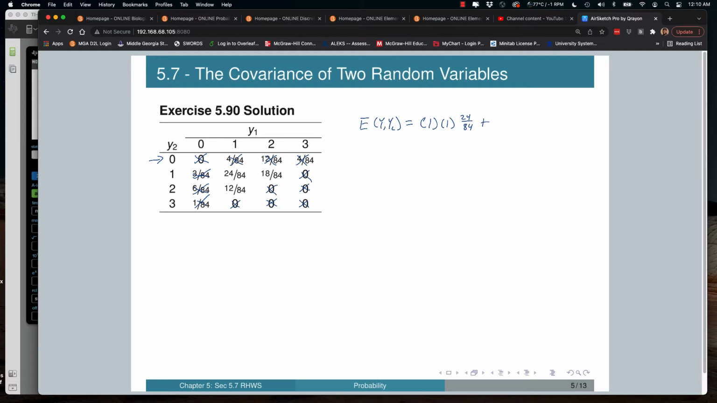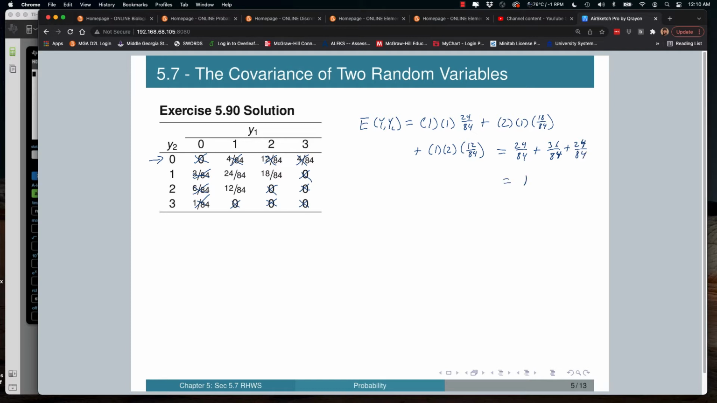Plus the next one, the 18 over 84, is in the 2 1 column, so it's 2 times 1 times 18 over 84. Plus the 12 over 84 is in the 1 2 column, so we get 1 times 2 times 12 over 84. If we multiply those out, that would just be 24 over 84. Plus 2 times 18 would be 36 over 84. Plus we'll get 2 times 12, which is another 24 over 84. And that sums to 1.